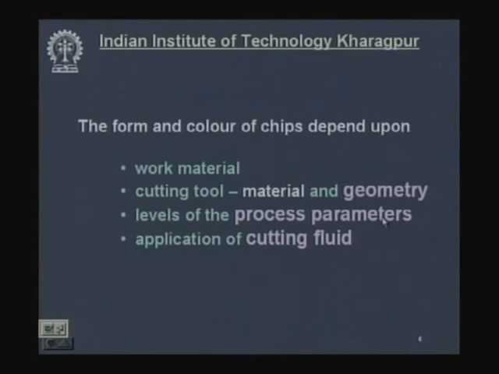Then there are the levels of the process parameters. Process parameters here indicate the cutting velocity and feed, not depth of cut. With increase in cutting velocity and feed, temperature rises and then the form and color of the chips change. Then there is the application of cutting fluid. What does cutting fluid do? Cutting fluid does cooling and lubrication, and both affect the form and color of the chips.